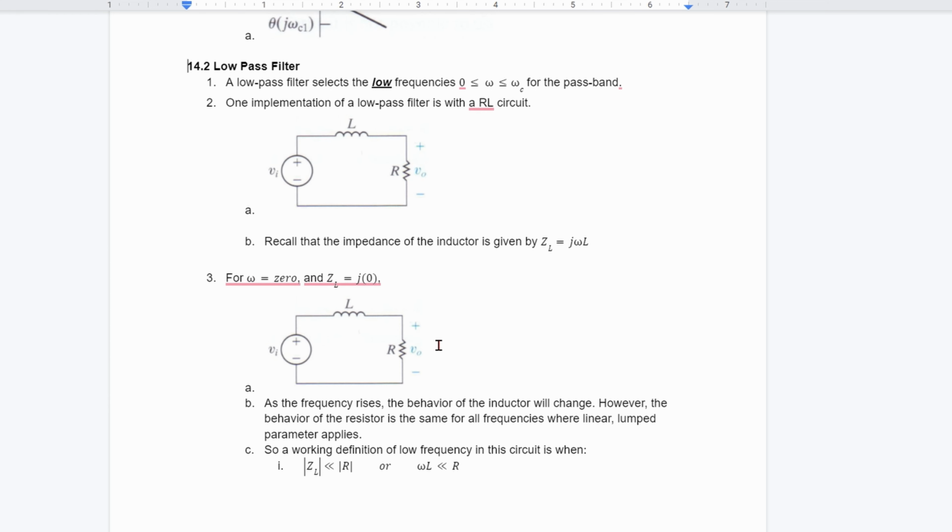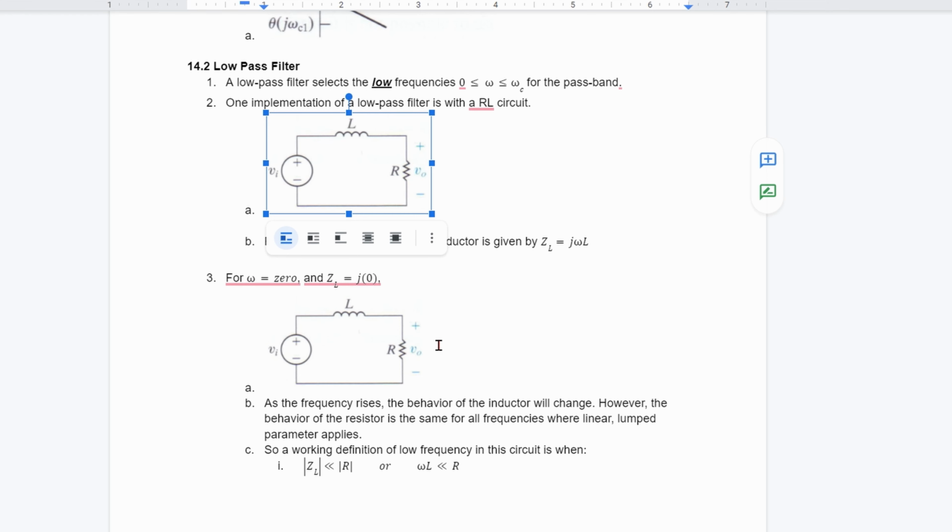A low pass filter selects low frequencies between 0 and the corner frequency, the passband. One implementation of a low pass filter is the RL circuit. Now, it says RL right here, but when I look at it, I like to think of it as LR, because we could use the voltage divider to figure this out. With a low pass filter, I think of the L on top and then the R on the bottom. For high pass, which we're going to go over in a second, it's opposite, where R is on top and L, if we had an inductor, is with our voltage right here.